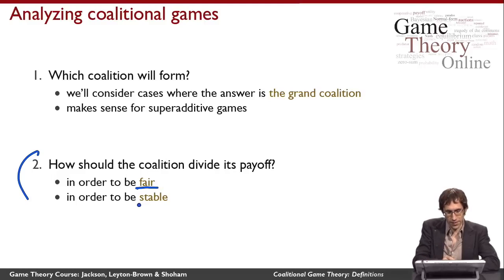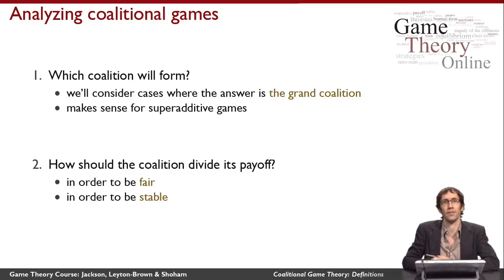Secondly, we might instead wonder about how it ought to divide its payoff if what it's concerned about is stability, by which we mean everybody would be willing to form the coalition rather than instead forming smaller coalitions because they might be able to achieve higher value for themselves. And we'll look at all of this in the videos that follow.